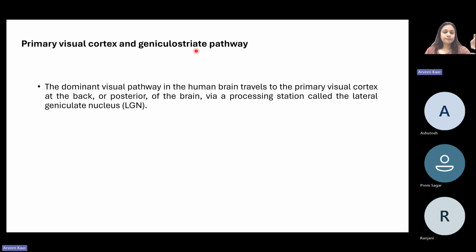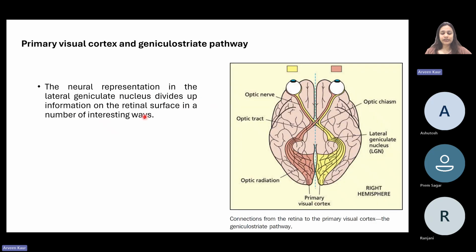geniculostriate pathway, right? The dominant visual pathway in the human brain travels to the primary visual cortex at the back or posterior of the brain via a processing station which is called the lateral geniculate nucleus, right? LGN. So this is the lateral geniculate nuclei on both sides of the brain.